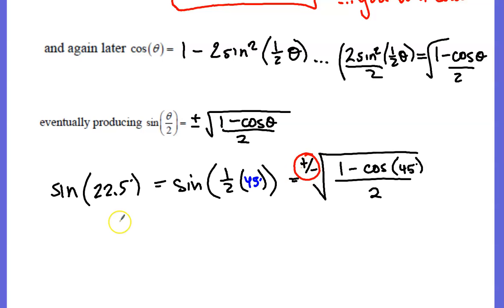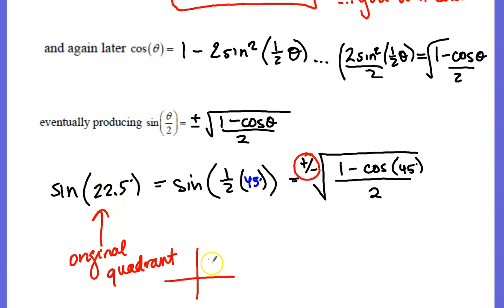This is where you have to look at the original angle, and you have to say to yourself, what quadrant is this original angle in? Because that's technically where this would be and what would decide. This is in quadrant 1. So then you would say, well, is sine positive or negative in quadrant 1? And it's positive. So that's how I would know to choose the positive version.